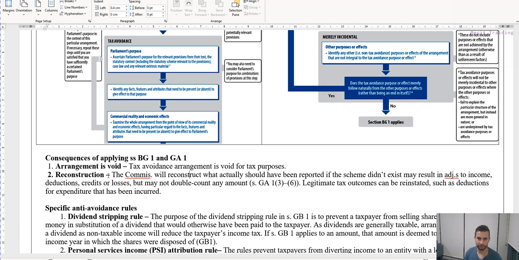And then the second point is reconstruction. So not only is the original agreement void, but the Commissioner is going to come in and say what should have been reported if the scheme didn't exist. So maybe if there's a transfer pricing arrangement going where the New Zealand company has issued or sold things at a below market price to shift profits overseas, the Commissioner can go in and say, well, actually the market rate for selling it should be 3 times as high as what you sold it for. Therefore, you should be reporting this income, and you're going to pay tax on that higher amount. And obviously, that's going to result in a much higher tax payable amount.